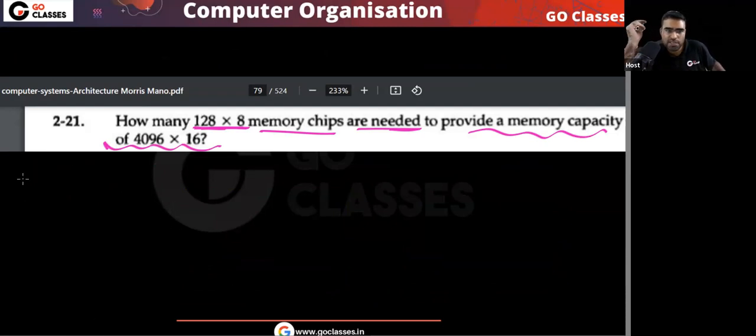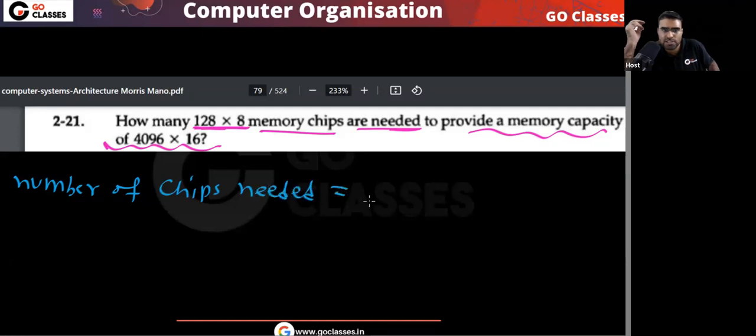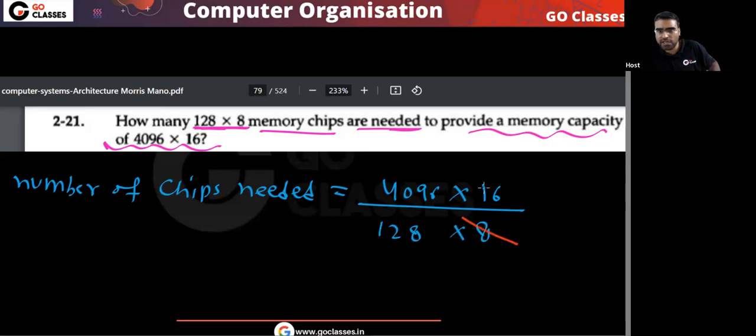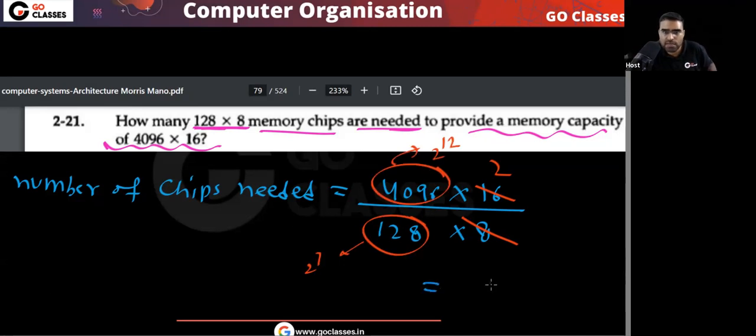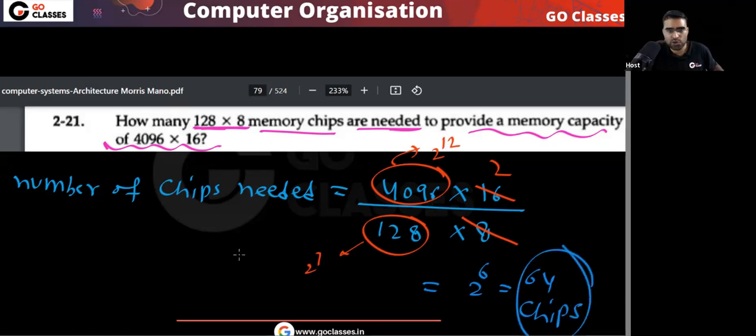If I ask you the number of chips needed, that is very simple. Just divide 4096/16 by 128/8. What will you get? This is 2 power 7, and this is 2 power 12. So finally, what are you getting? I think you are getting 2 power 6, that is 64, right? Yes or no? So 64 chips will be needed. Is this clear? 64 chips will be needed.